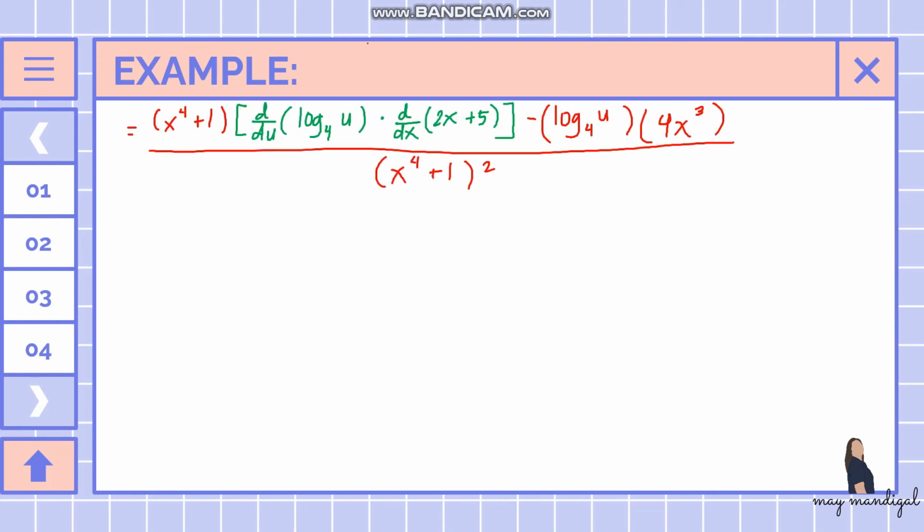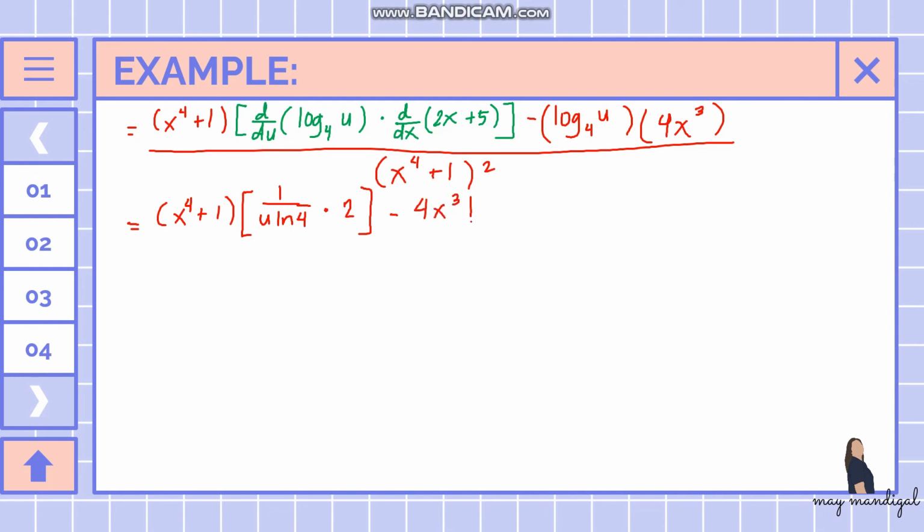So let's just write here again. What we will do here is to simplify. So let's get the derivatives. So let's have x raised to 4 plus 1. And then for this one, logarithm of u base 4, think of it as logarithm of x base 4. To get the derivative of a logarithmic function, that is 1 over x ln of a. But since the variable that we use here is u, that will be 1 over u ln of a, and a is equal to 4. So that's the derivative. And then you multiply it with the derivative of 2x plus 5, which is 2. And then this one, we can just place 4x cubed in front.